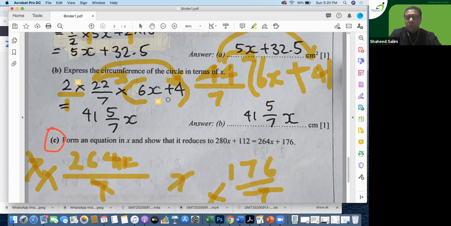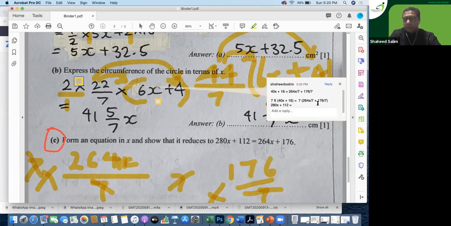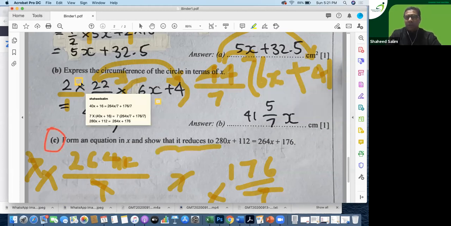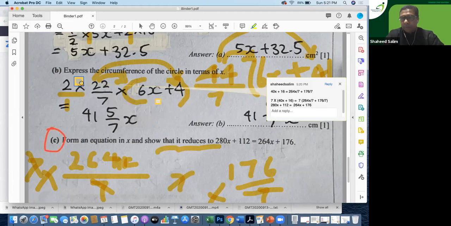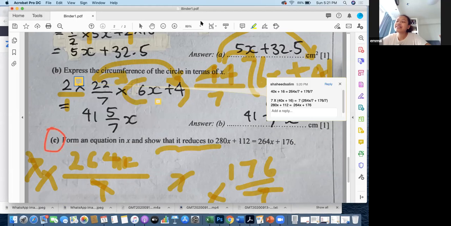So when you multiply this number here by 7, the 7 disappears. So you are left with 264x plus 176. After multiplying by 7, can you see you have shown that it reduces to this equation. You get it now? You understand? Not really. Not really, okay.